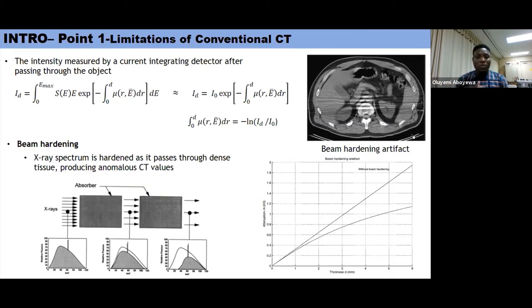But for a polychromatic beam, since you have low and high energy, as the beam passes through the patient or a given object, the lower energies are selectively absorbed and the average energy shifts. So you have a form of streaking artifact showing up in your final reconstructed image, and that is common to all CT images. Of course, this may not be obvious because there are other reconstruction algorithms that help to suppress that in the final image that we get out. But this is inherent to conventional CT images, so it serves as a disadvantage, okay?